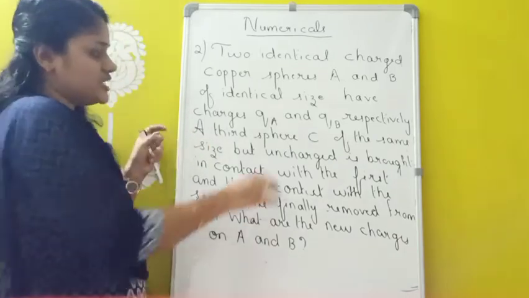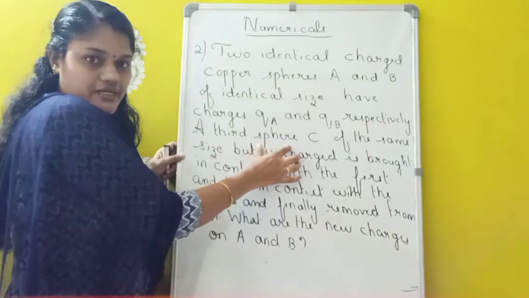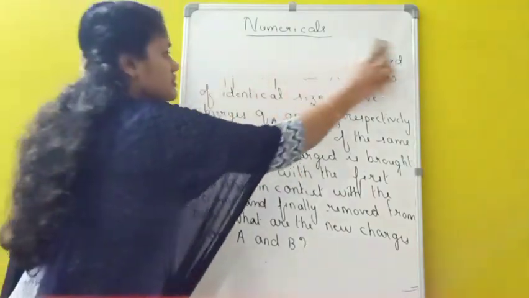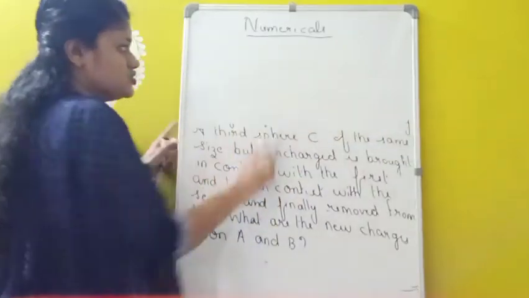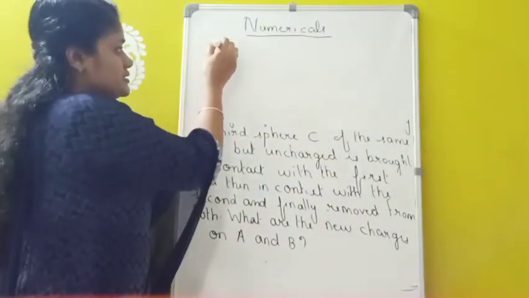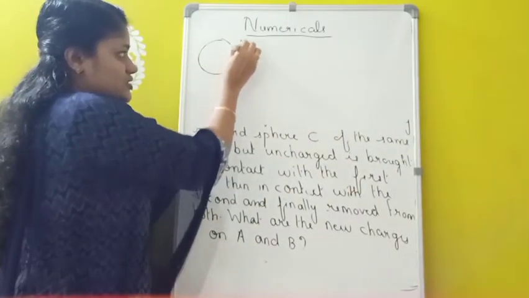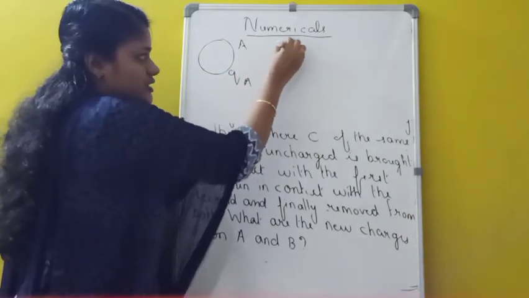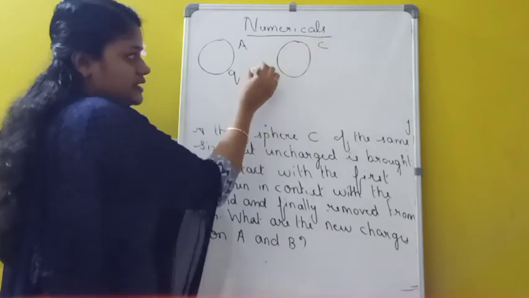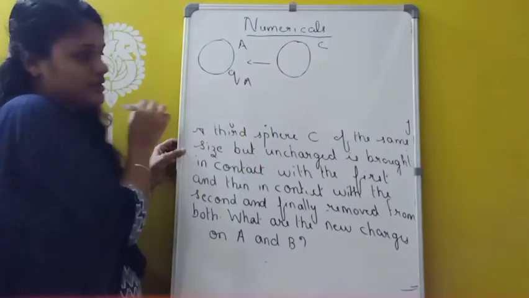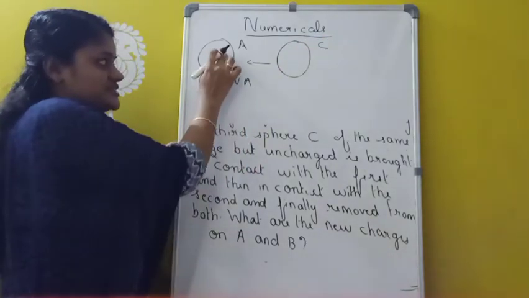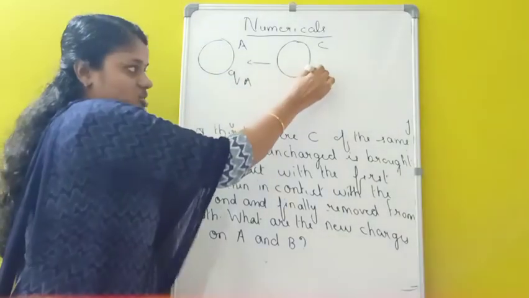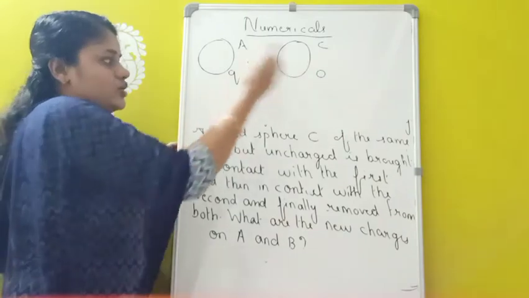Here, initially we are bringing this uncharged sphere C near to which one? A. Okay. So first of all, suppose this is the sphere A. It is having a charge QA. And we are bringing another uncharged sphere C near to A. Initially A is having a charge QA and C does not have any charge. That means the charge is 0.